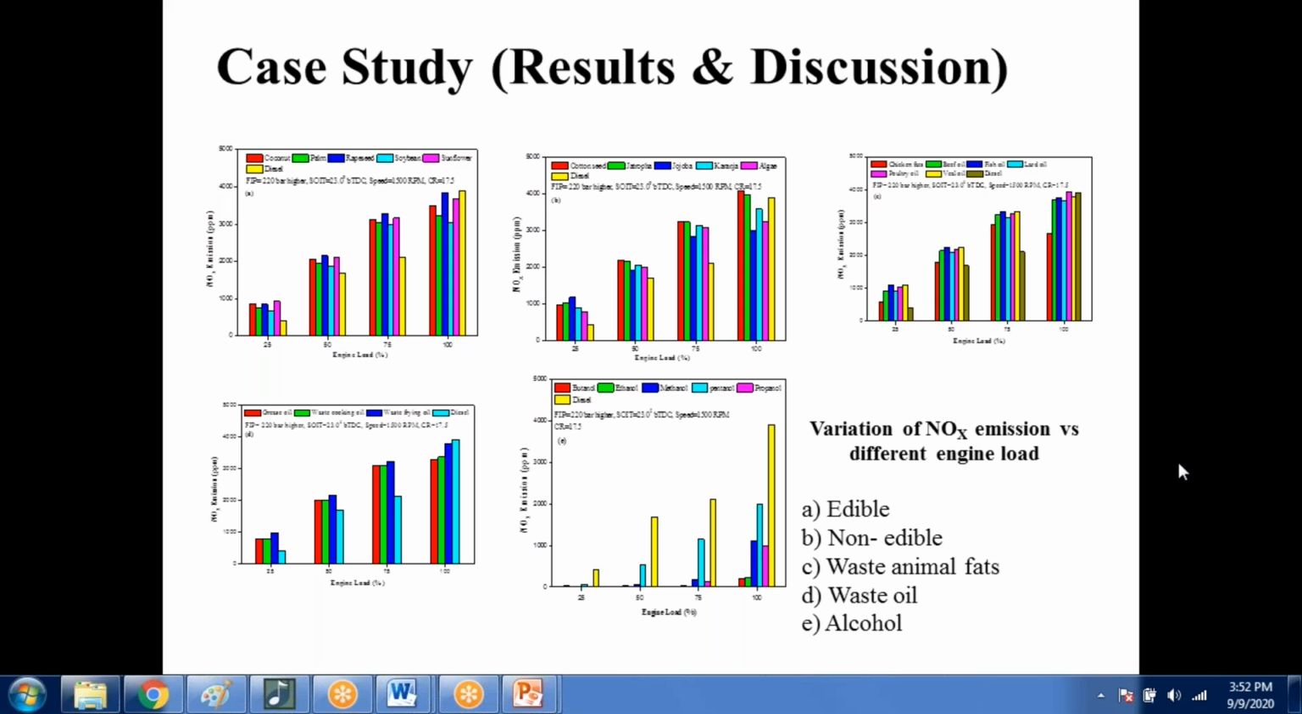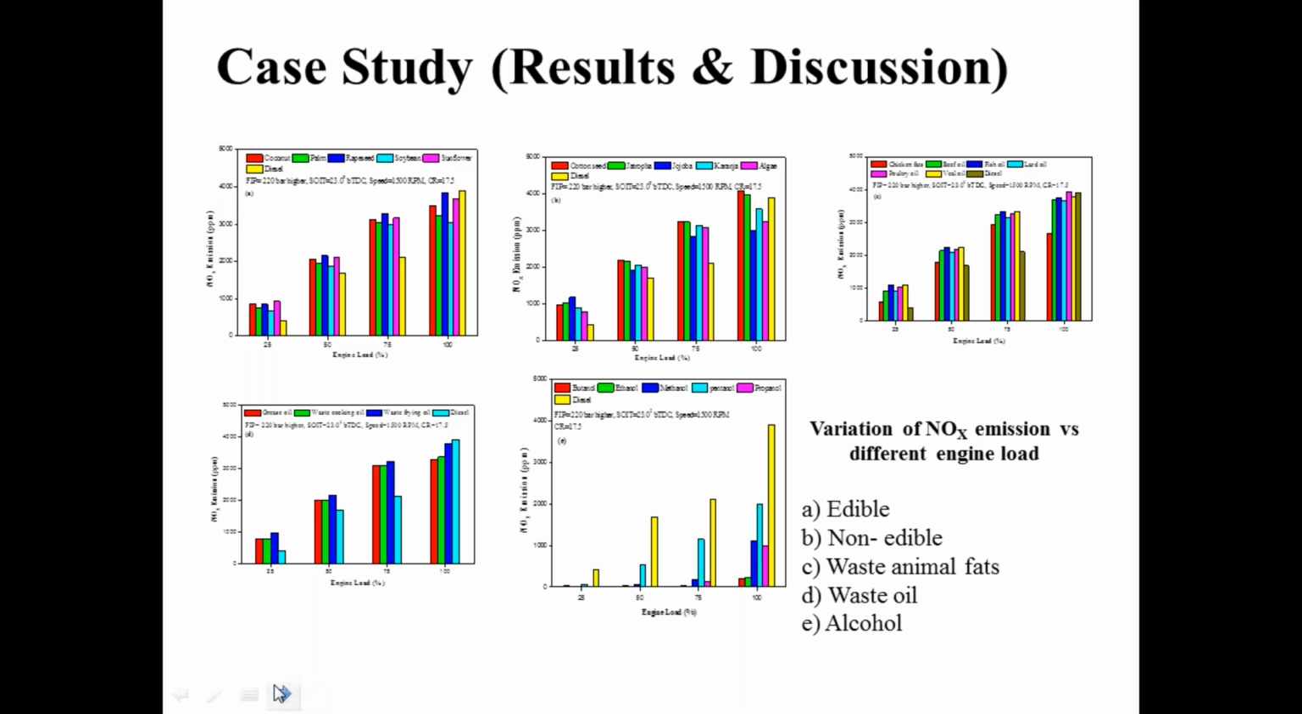The study was carried out at an advanced SOI of 23 degrees CA before TDC, with a constant FIP of 220 bar at different engine loads. The speed I have taken constant, that is 1500 RPM, and the compression ratio is 17.5. In the emission characteristics, I have taken NOx emission, smoke emission, and PM particulate matter, and the summary of emission is discussed. The first is NOx emission with different engine loading.